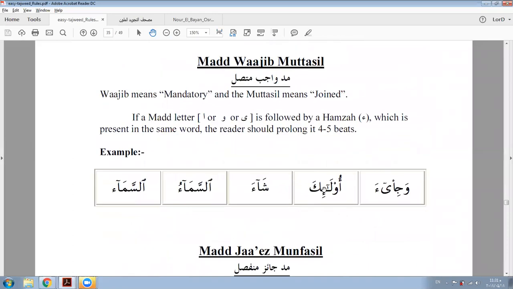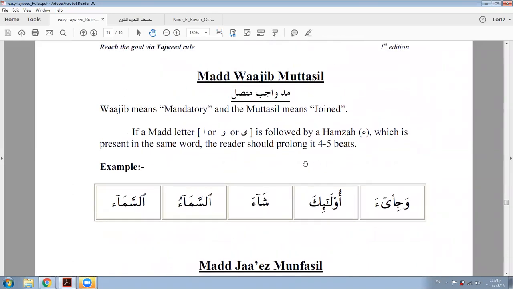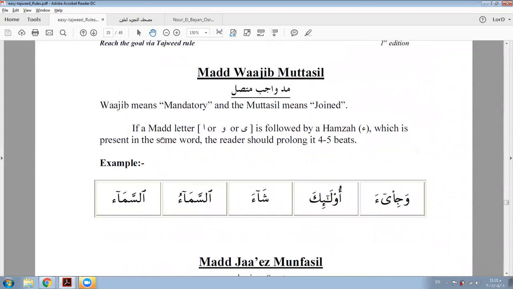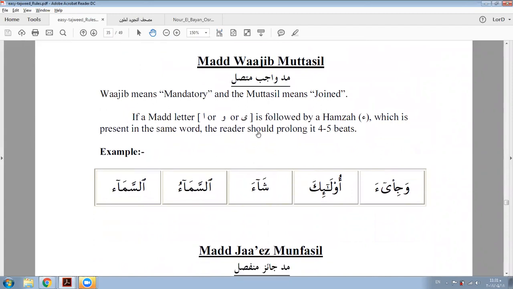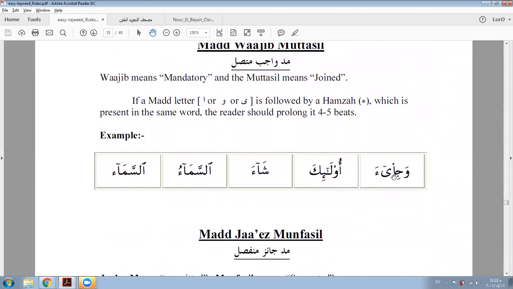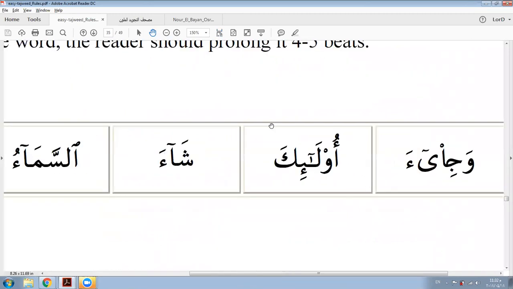Okay, then we talked about مد واجب متصل and مد جائز منفصل, the joined mad and the separated mad. So this one, this time we are talking about huruf maddiya: alif or wa or ya. If a mad letter is followed by hamza, which is present in the same word, the reader should prolong it 4 or 5 beats. So let's see. The example will make it clear.